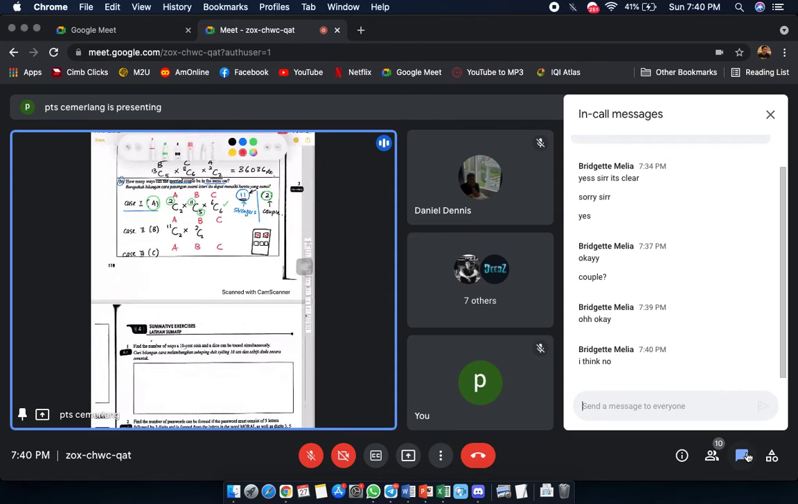So maksudnya car B tu dia ada 5 tempat kosong tapi 2 orang je lah duduk. Tidaklah, it's not like that lah, okay? So maksudnya sekarang kan, macam mana cerita ni, okay? So you see car A, this is car A, ada 2 tempat kosong. Lepas tu car B ada 5 tempat kosong. Okay? Lepas tu car C ada 6 tempat kosong.